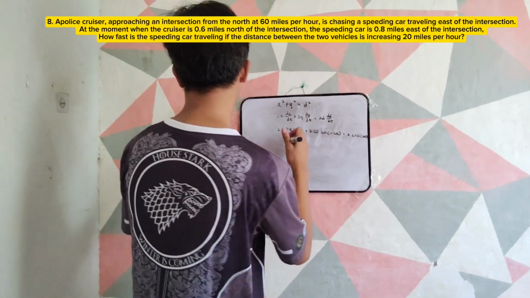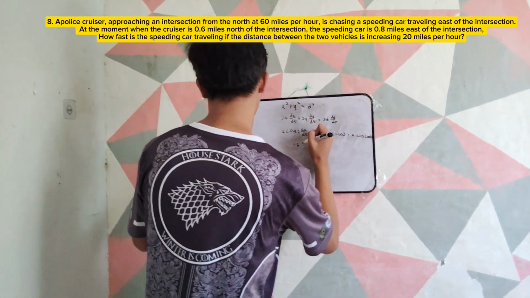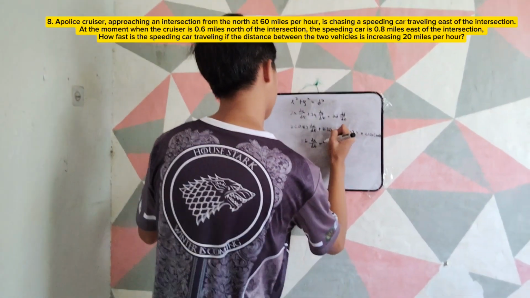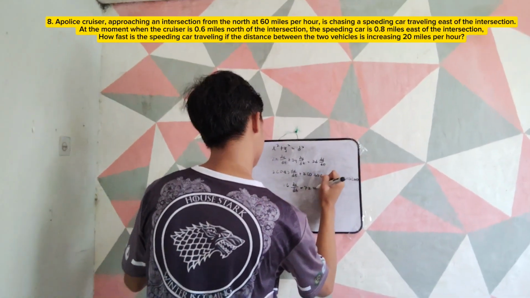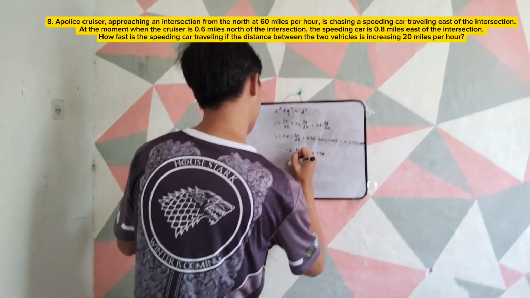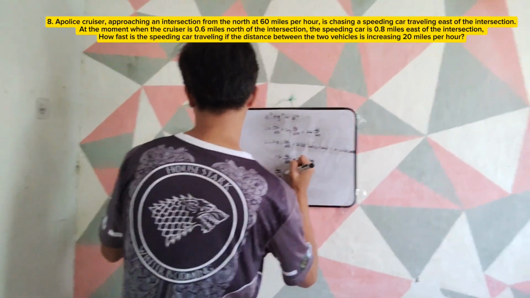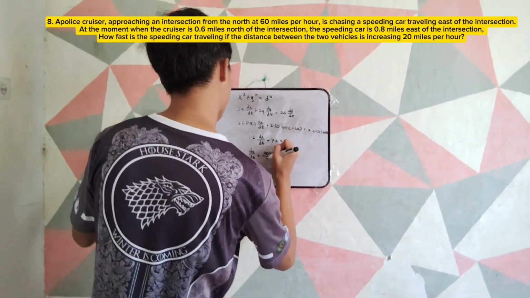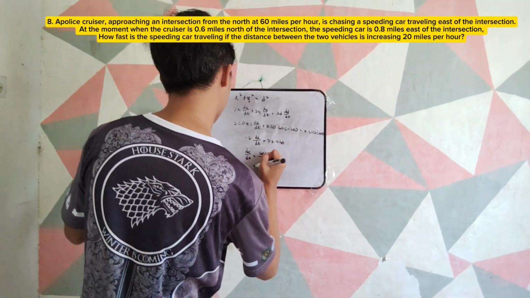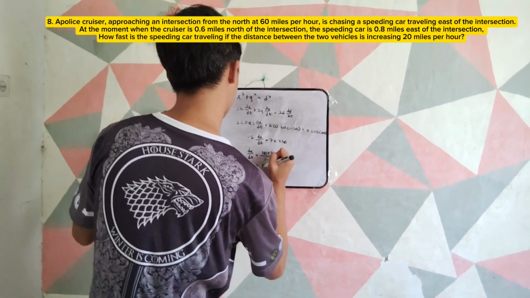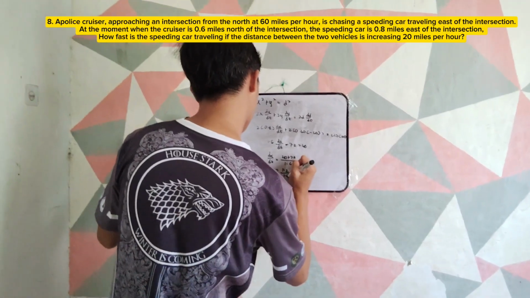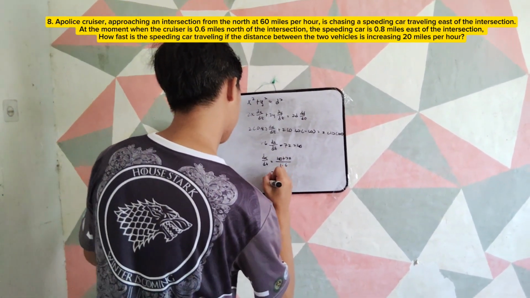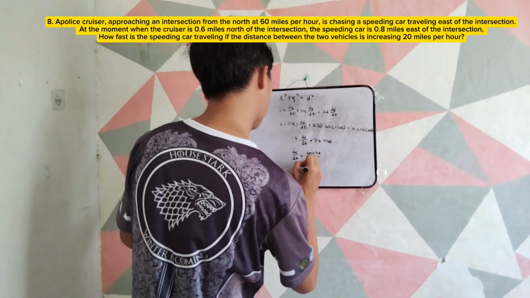So we find the dx over dt. So 1.6 dx over dt minus 72 is equal to 40. So therefore, dx over dt is equal to (40 plus 72) over 1.6. So therefore, 112 over 1.6 will be equal to 70. So the dx over dt will be equal to 70.